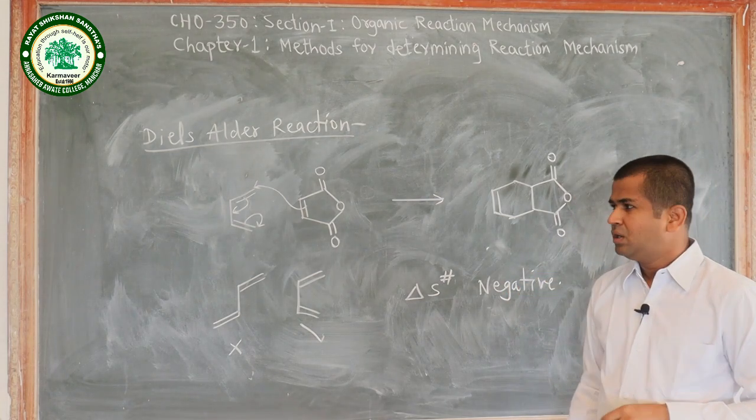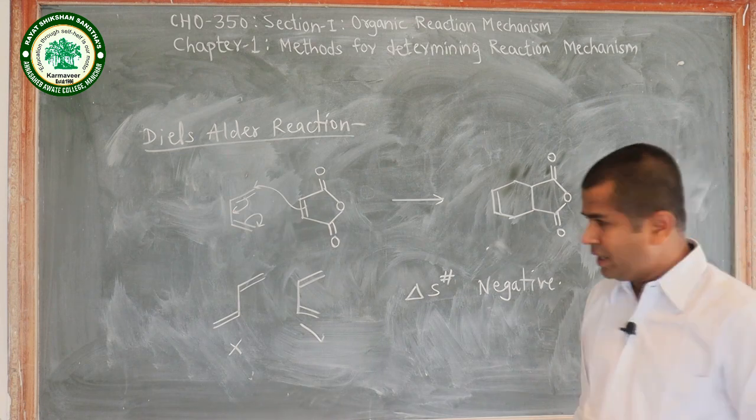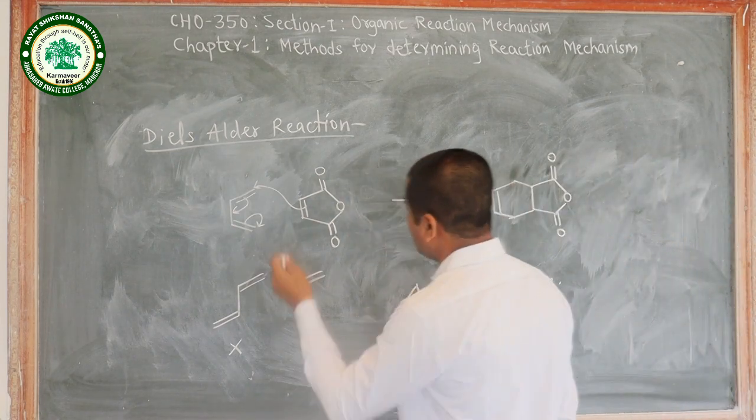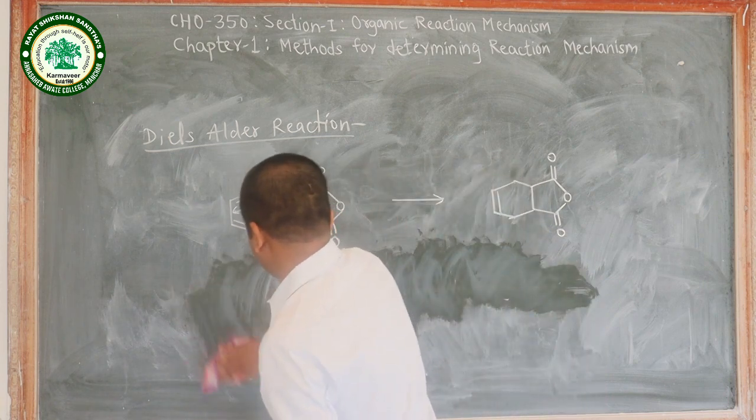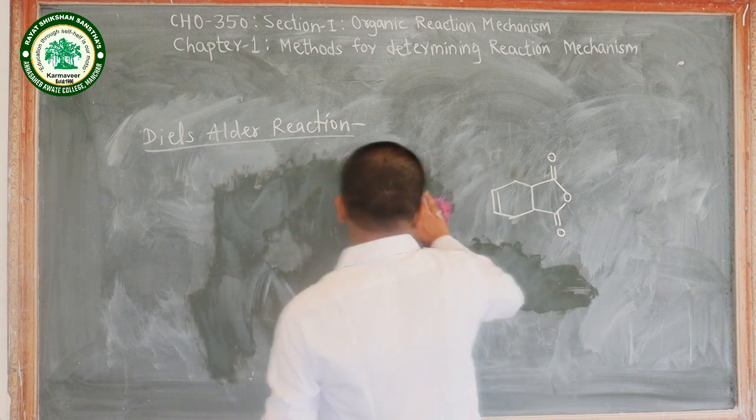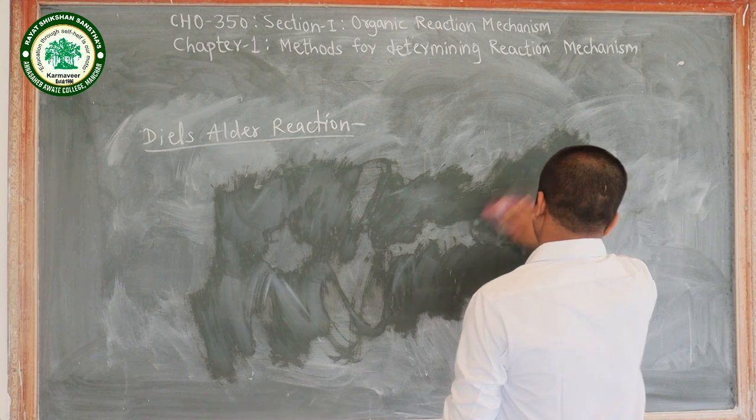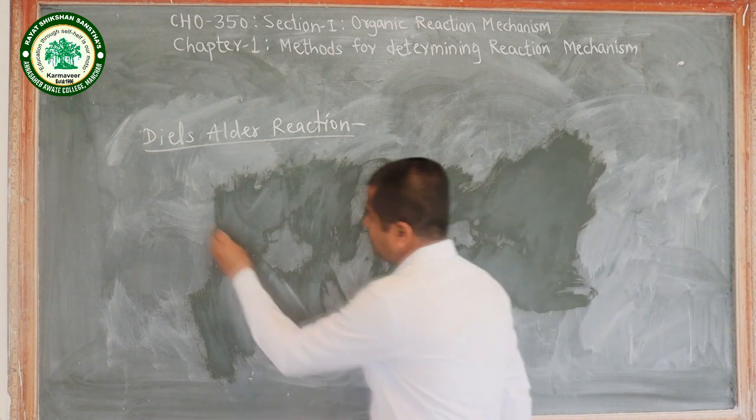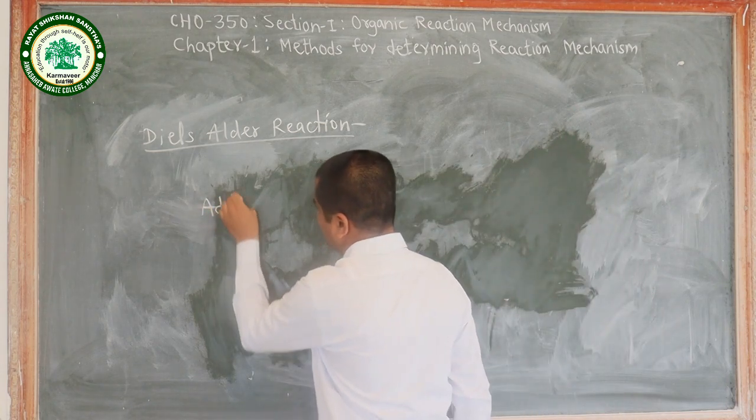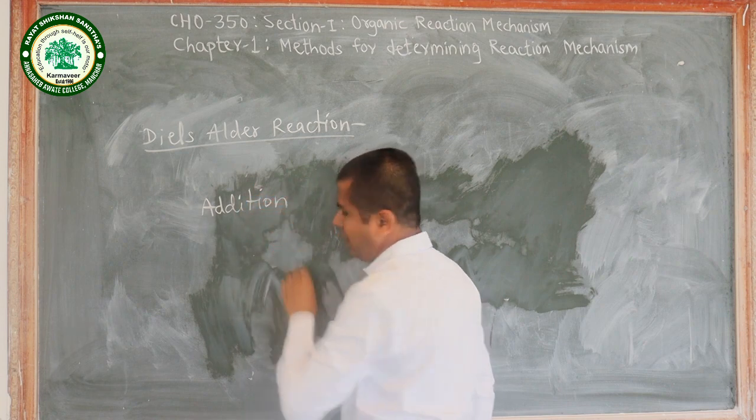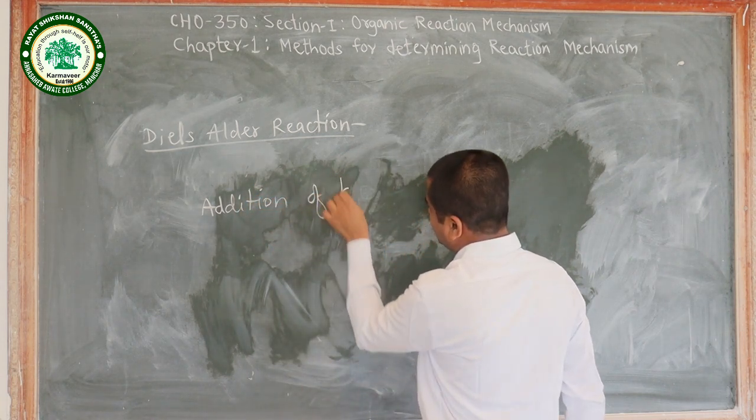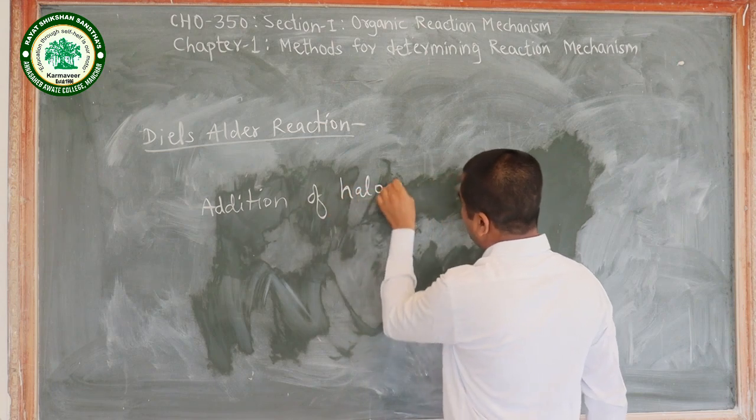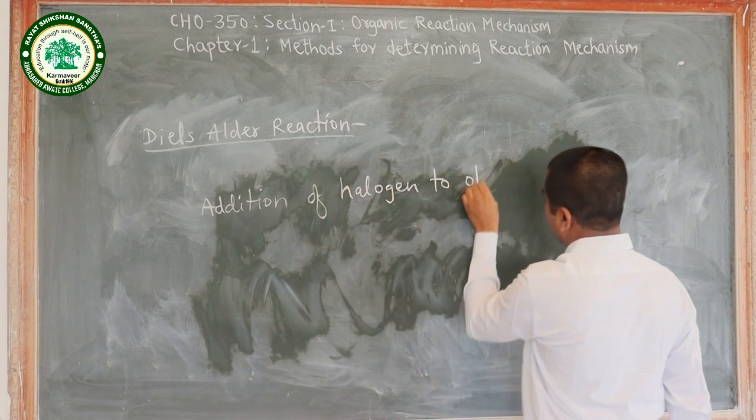Okay. Now we consider another example of this type where the number of molecules decreases in the product. For example, consider the addition reaction of halogen to olefin.